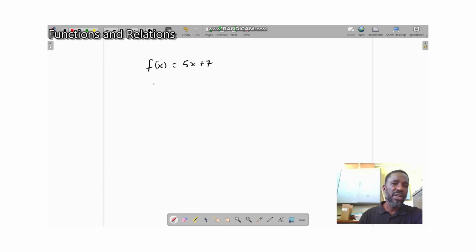To find the inverse, we are first going to replace f of x and say y is equal to 5x plus 7. Then we are going to interchange our x and y values. So the domain now becomes the codomain, and the codomain now becomes the domain. So we are going to have x is equal to 5y plus 7.